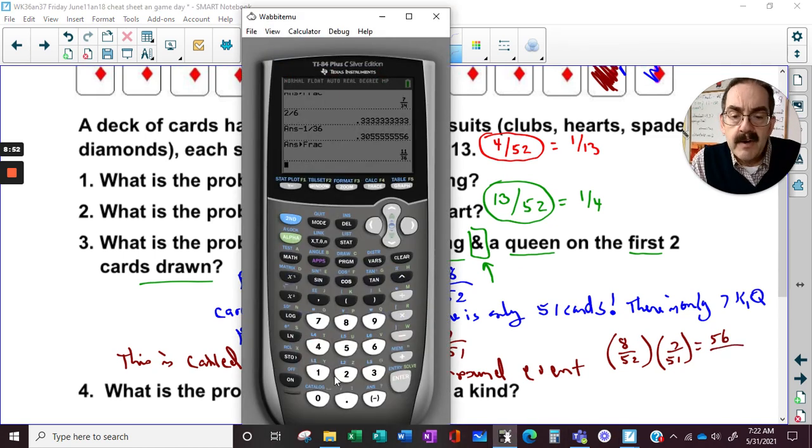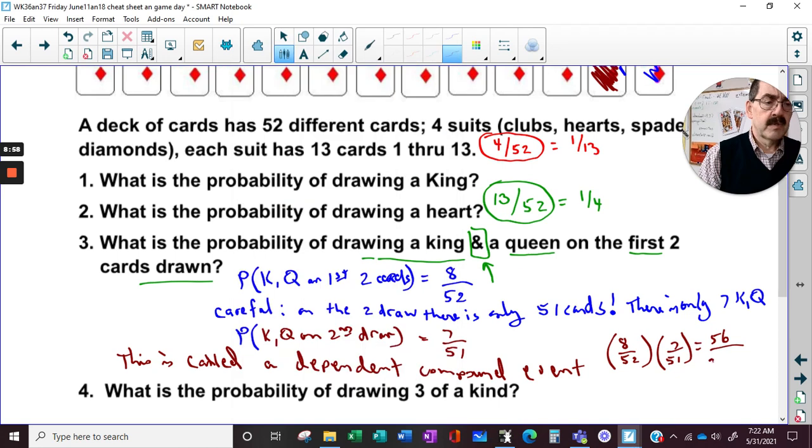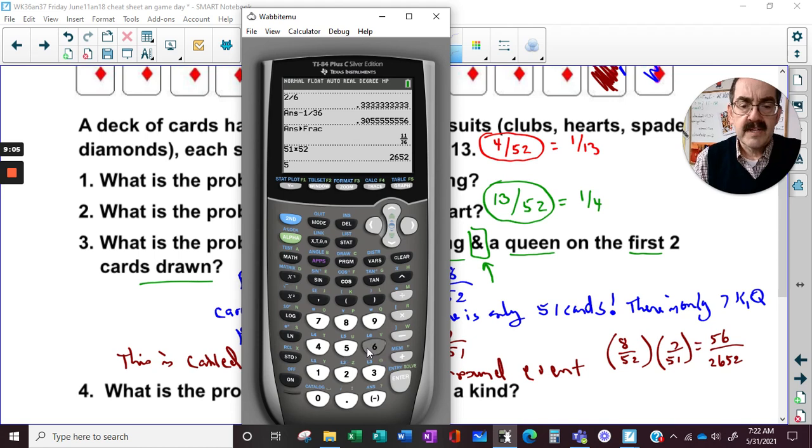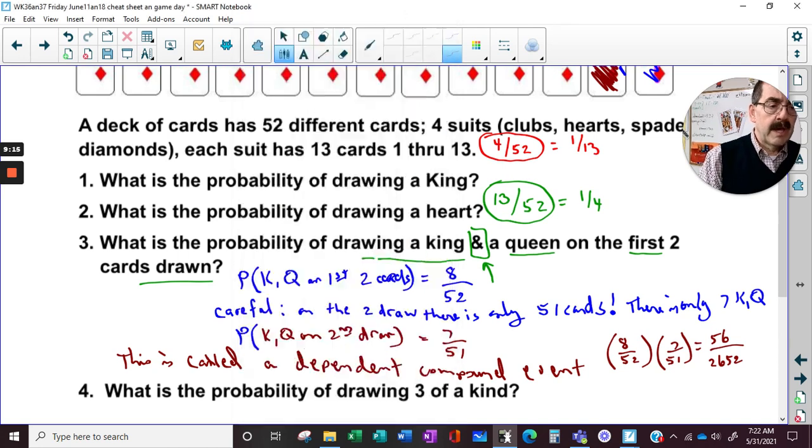Let's grab a fancy calculator. 51 times 52. 2652. Now, just for fun, 56 divided by 2652. Math, enter. Okay, it will happen 11 times out of 663 possible chances.